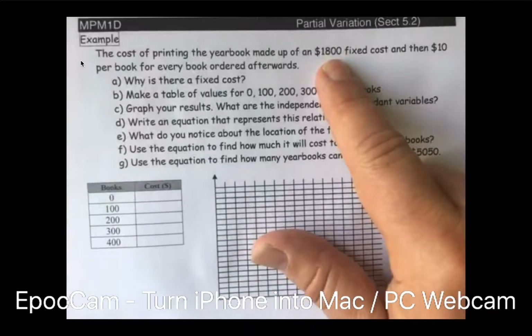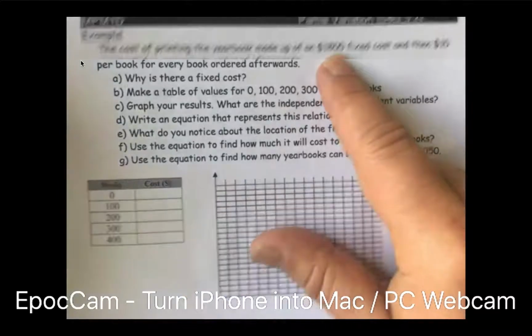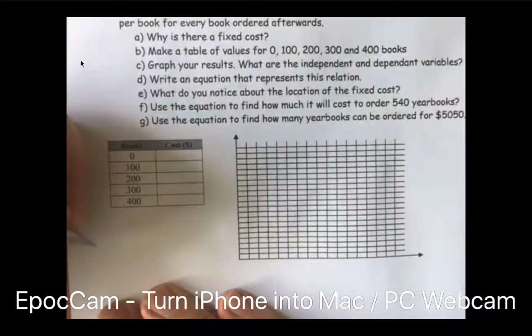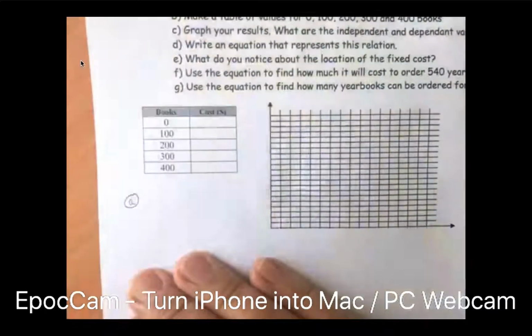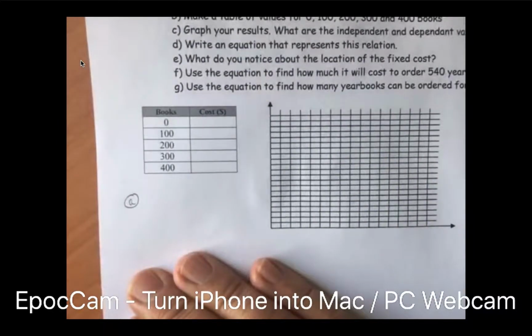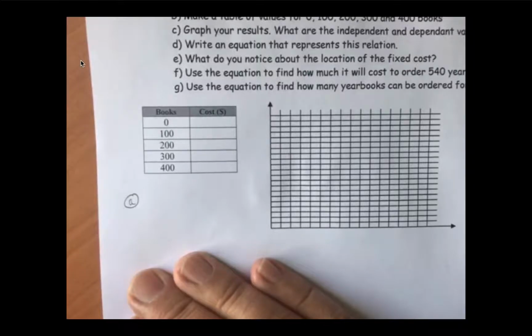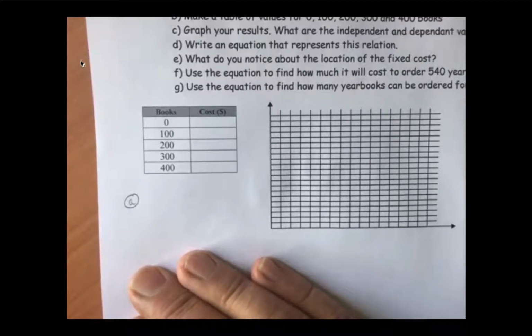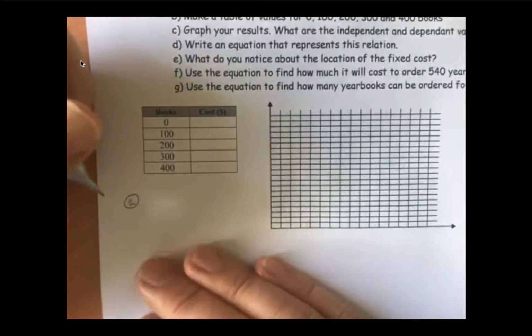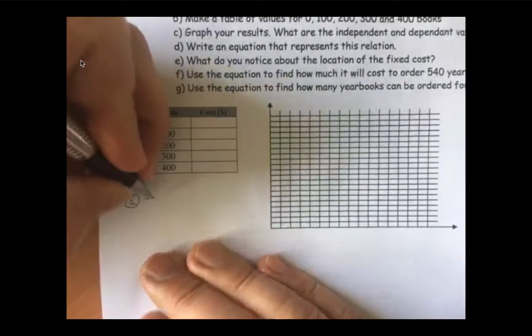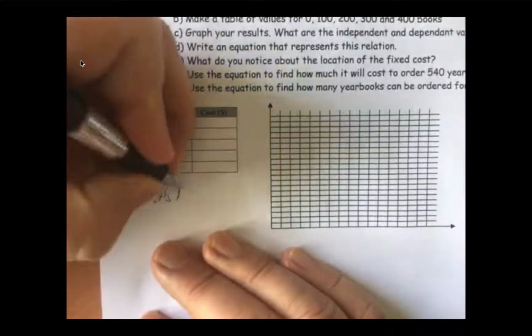So the first question we ask is, why is there a fixed cost? Ask yourself that for a second. Ponder it for a moment. The answer is that there's a fixed cost because even if one book is printed, you have to set up the whole printing press. There's a whole bunch of upfront investment that has to happen in order for any books to get printed whatsoever. So printers will charge you a setup fee, which is the initial cost. So let's just say it's the initial setup fee.